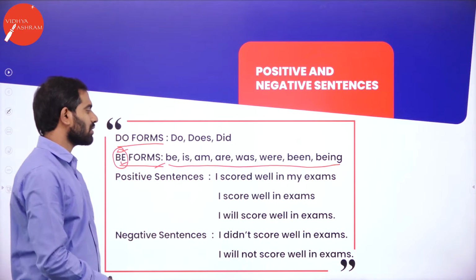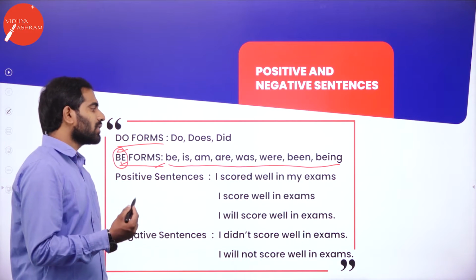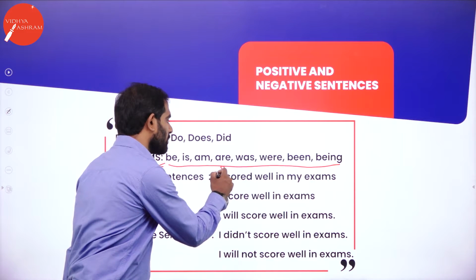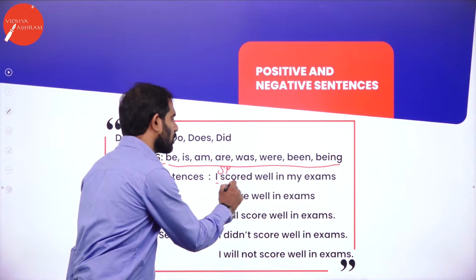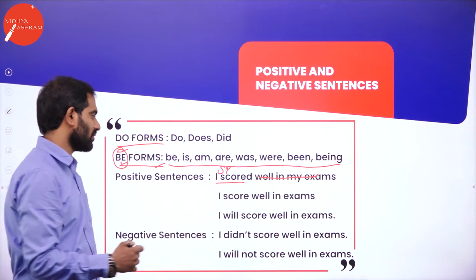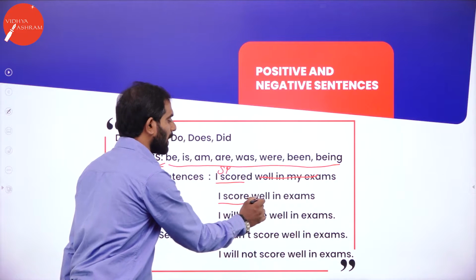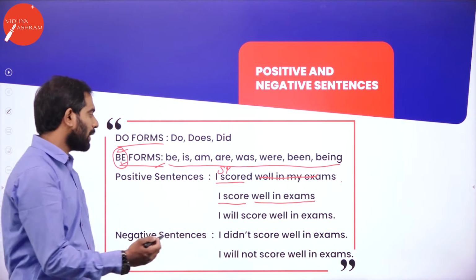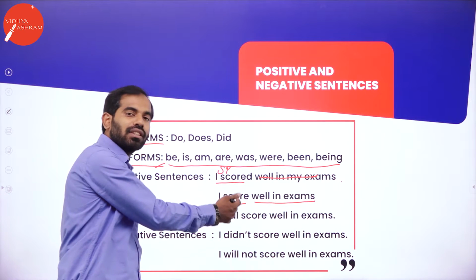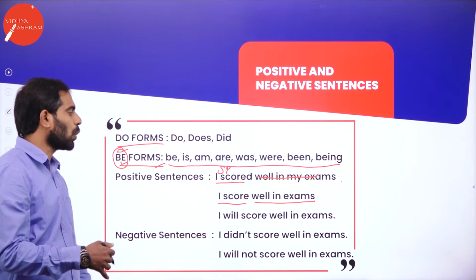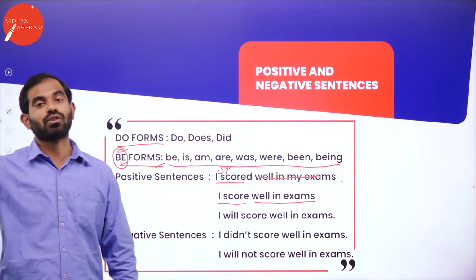Now positive sentences. I scored well in my exams. So this is simple past tense. I scored is simple past tense. I score is simple present tense. Though we have a complete sentence here, it is nothing but the tense, how the tenses play a key role in your sentences. I scored, I did, it has already happened.